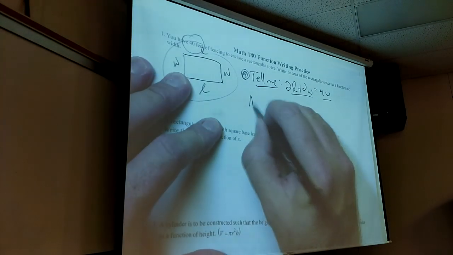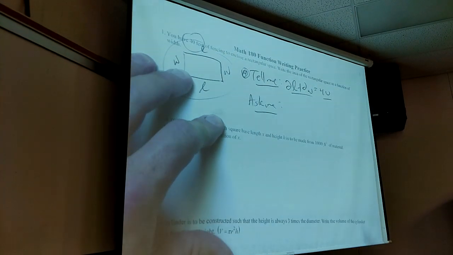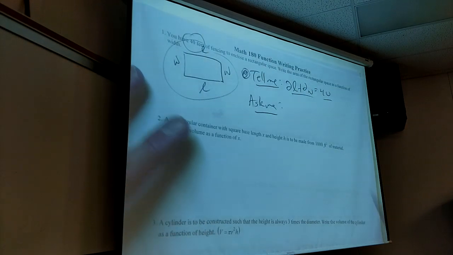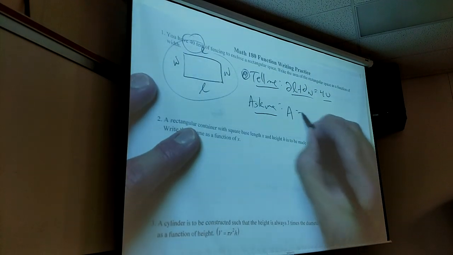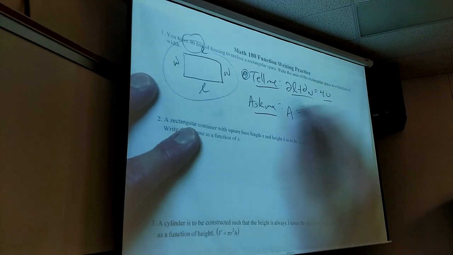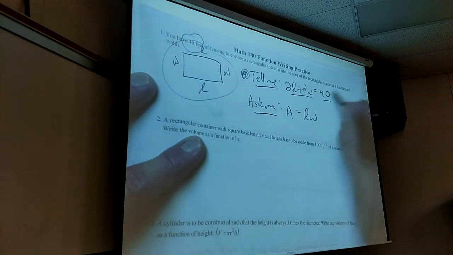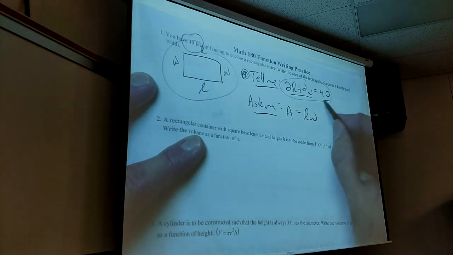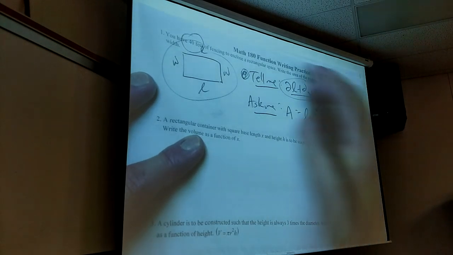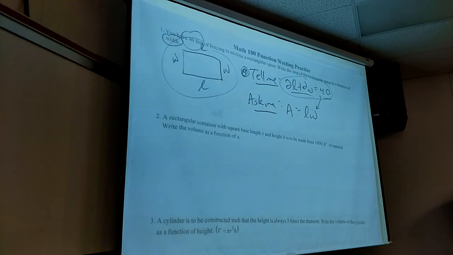What do they ask me? Area. So what's the function for that one? L times W. I love it. Can you use what they tell me to rewrite what they ask me? And here I'm being very specific. I want the width to show up. So can I use what they tell me to help me rewrite what they ask me? What do I do specifically?